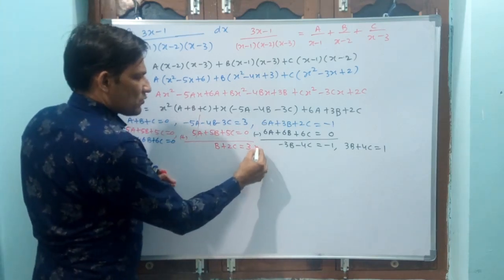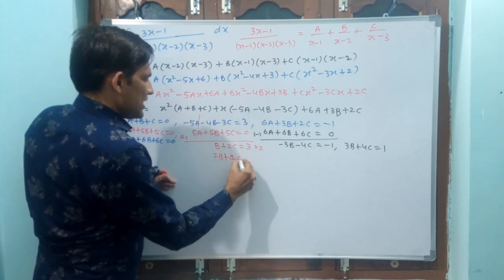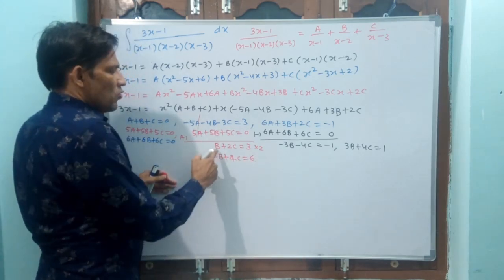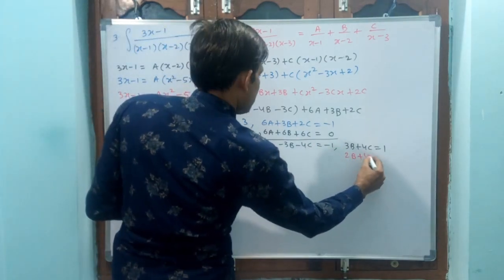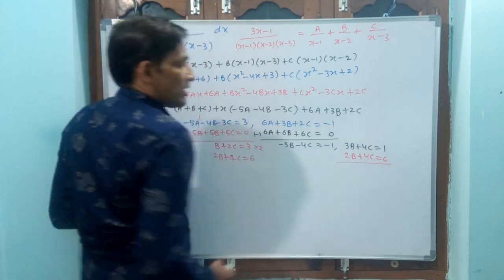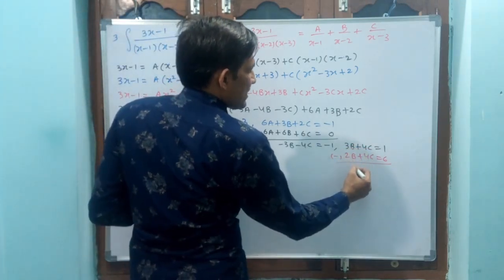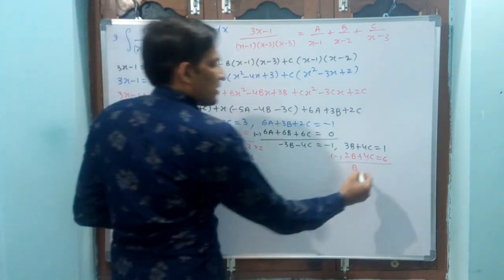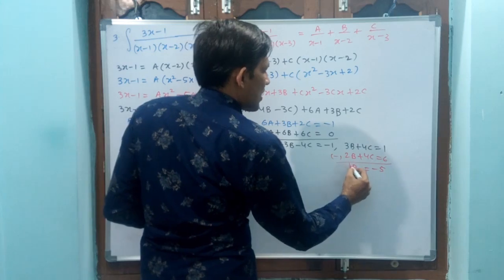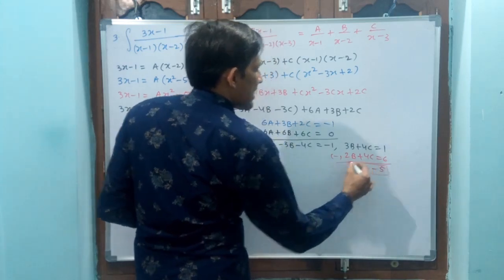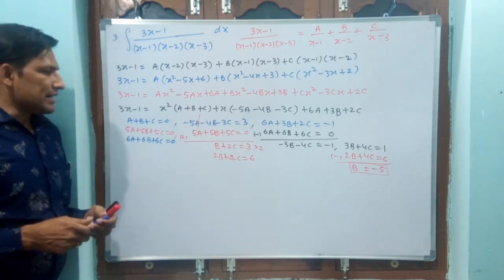If I multiply with 2, then 2b plus 4c is equal to 6. Then you make here 2b plus 4c is equal to 6. Okay. Subtract, 4c is going to get cancelled. 3 minus 2b is equal to 1 minus 6, minus 5. That means you have got one value as b is equal to minus 5. Okay, b is equal to minus 5 you have got.